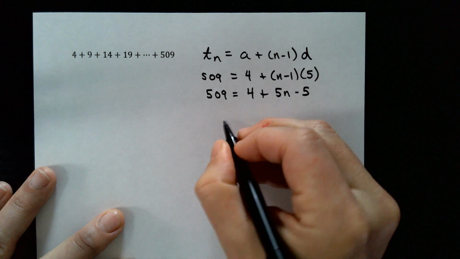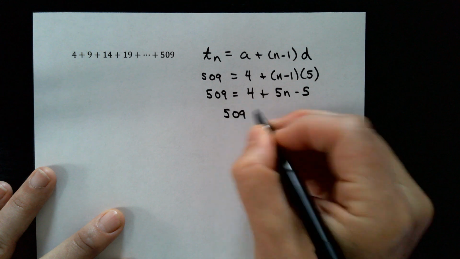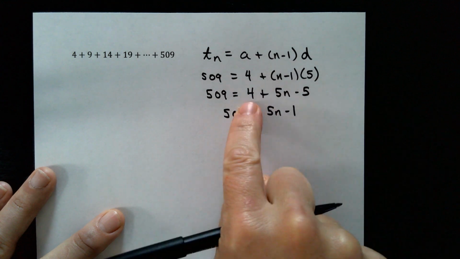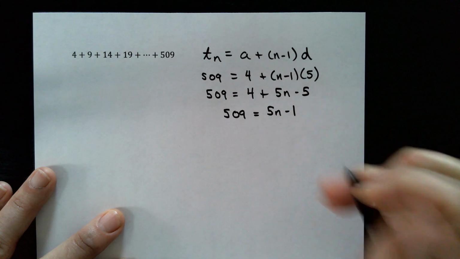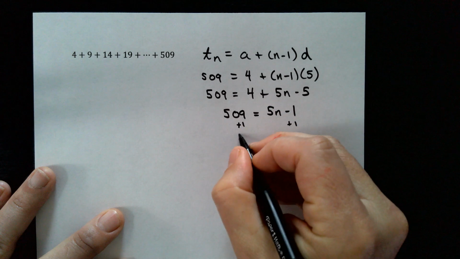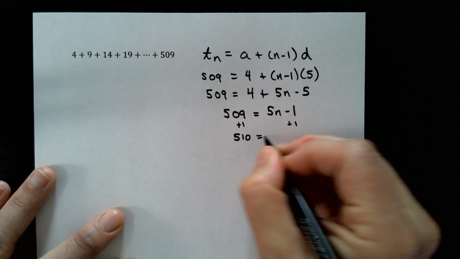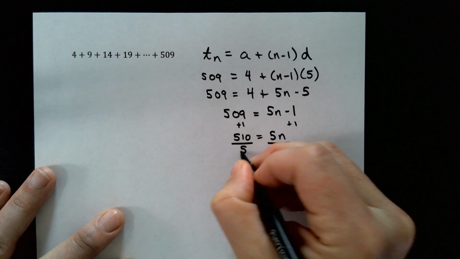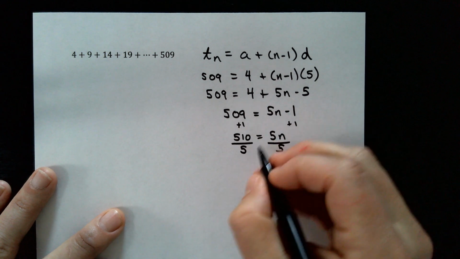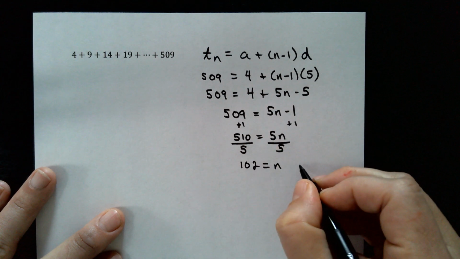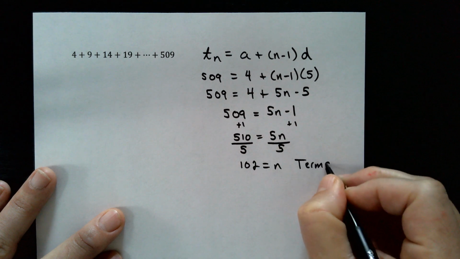Combine the 4 and the negative 5, so you get 509 is equal to 5n minus 1. That's the 4 minus the 5, that's negative 1, right? If we add the 1 to both sides, you get 510 equals 5n. And if I divide the 5 on both sides, that will give me 102. So 102 is the number of terms. That's how many terms we have.